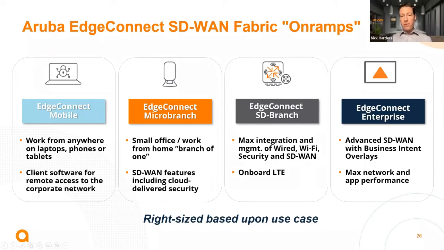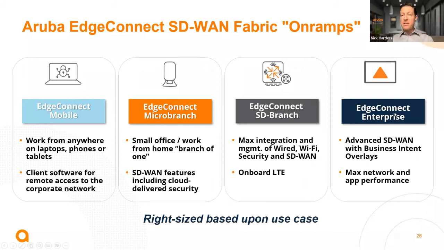As we move further to the right, we've got the SD branch. So this is where we may have potentially 10 or greater users where you need a little bit more capable throughput. You may have multiple uplinks that you need to manage across MPLS, potentially internet ISP circuits, as well as cellular. And as we move towards the right, we get to the more feature-rich EdgeConnect Enterprise.